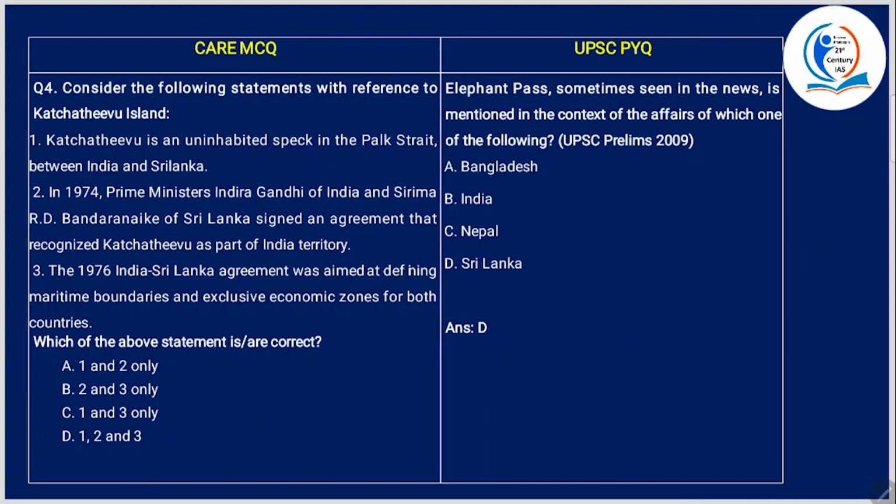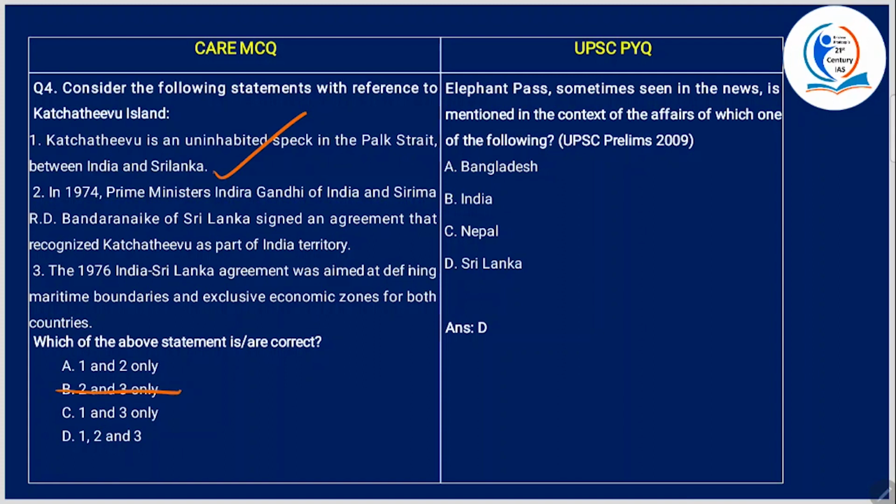Consider the following statements with reference to Kachativu Island. Kachativu is an uninhabited speck in the Palk Strait between India and Sri Lanka. This is correct. Which of the above statements is correct? The first statement is right. That means B is gone.